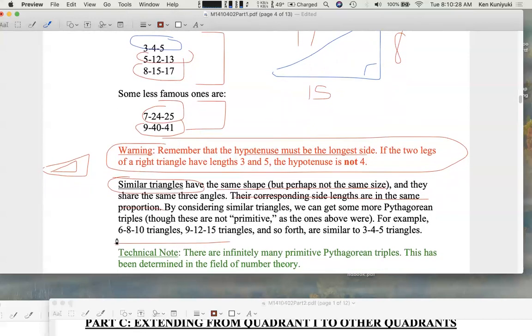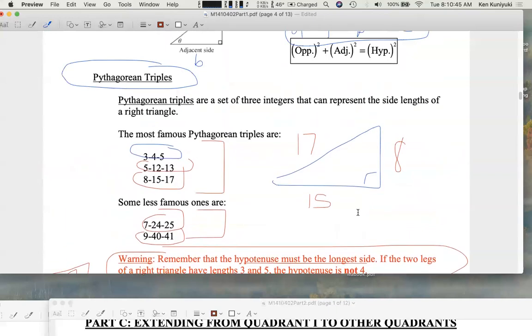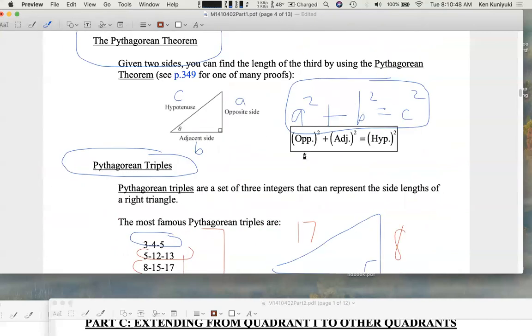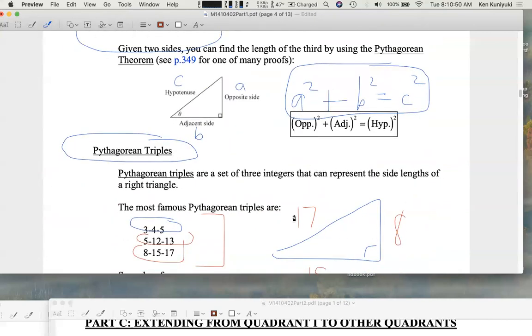Okay, so if you know these primitive Pythagorean triples and their multiples, then that helps you work out the missing sides for these right triangles. Otherwise, you pretty much have to crank through this. Again, if the 3 were here and the 4 were here, you'd have to work through this thing.